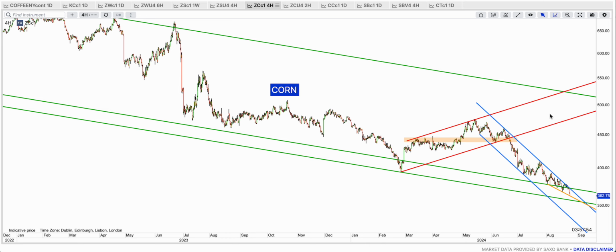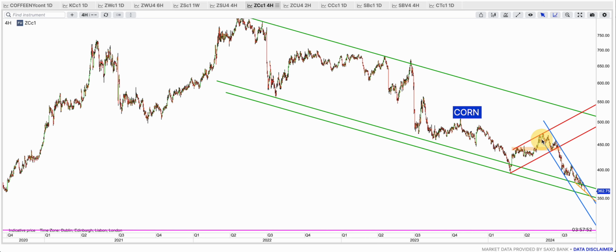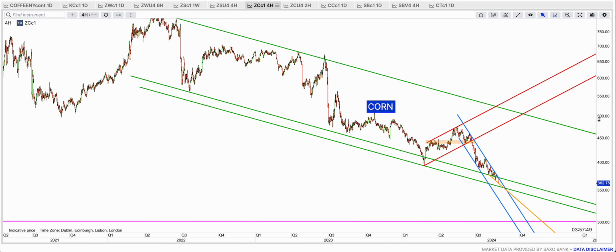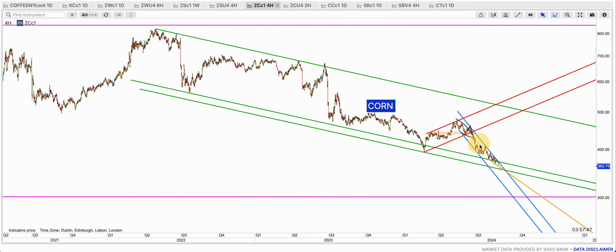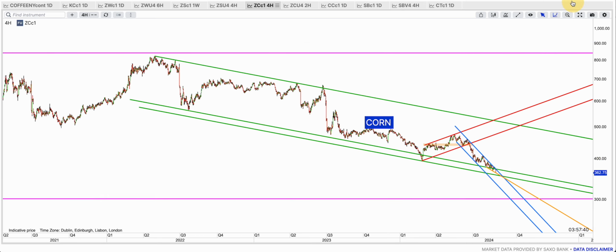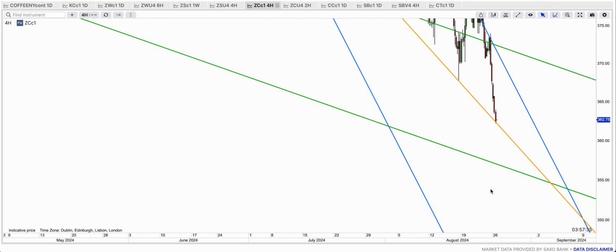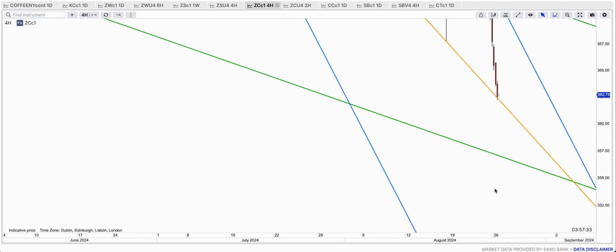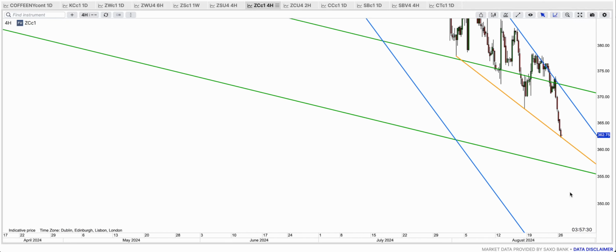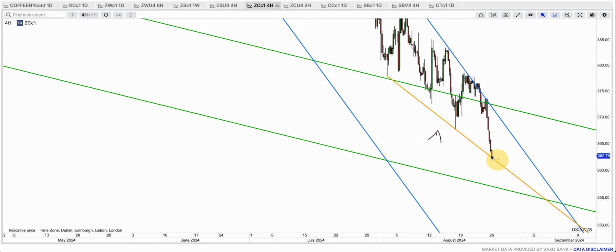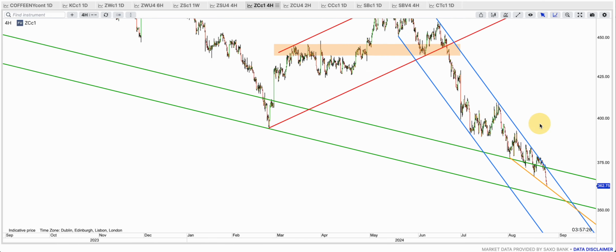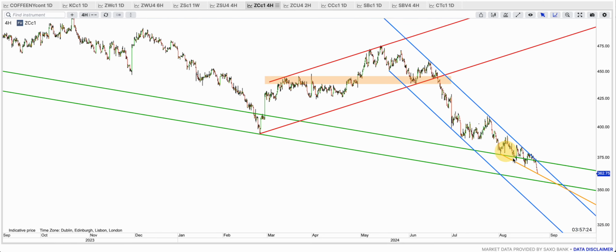And corn also looking very, very soft. I thought we were going to bottom out soon, but this blue downtrend is still pushing it down. The green bottom band may cause it to bounce, and the green bottom band is around 357, 356. It is testing this golden potential support, but either way, it has to break the blue downtrend for at least a relief bounce.